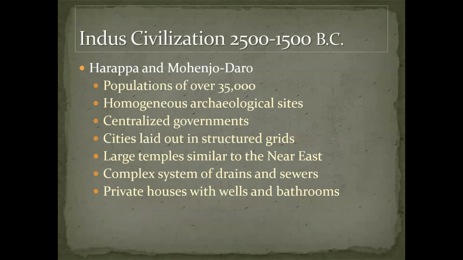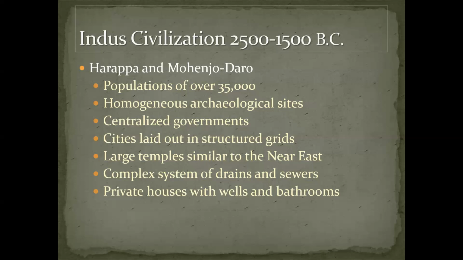Now, I'm repeating myself here with Harappa and Mohenjo-Daro: how homogenized they are, centralized governments, the populations. But more than this, they are cities laid out in structured grids. When I say structured, as well laid out as the pyramids are in Egypt. They also construct large temple complexes, similar to the Near East. They construct large granary systems, very similar to what you'd see in ancient Egypt and Mesopotamia, with sections for brewers and bakers and then slaves built into it.